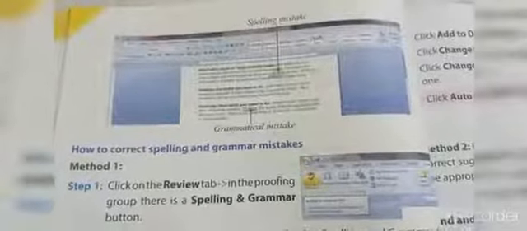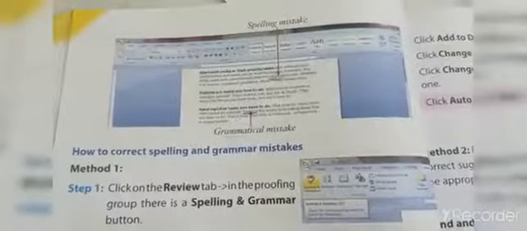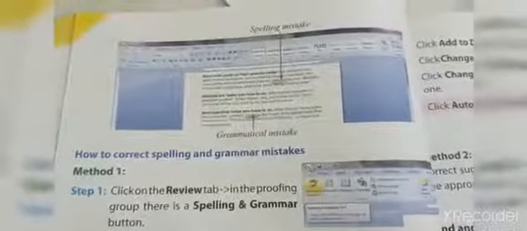Okay? Children, turn to the next page. See what color they have underlined here. Yes, red color. So what is this? It has a spelling mistake. See here, they underlined it in green color. So it is a grammar mistake. Clear? After we have found the mistake, we have to correct it, right?